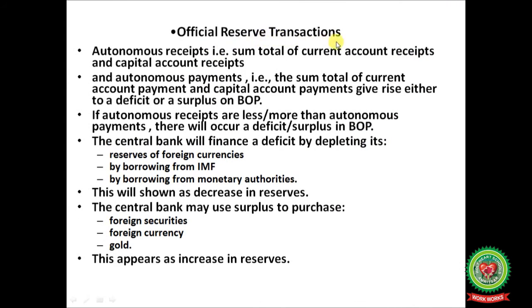Official reserve transactions. Autonomous receipts, that is the sum total of current account receipts and capital account receipts, and autonomous payments, that is the sum total of current account payments and capital account payments. These give rise either to a deficit or surplus in the balance of payment. If autonomous receipts are less or more than autonomous payments, there will occur a deficit or surplus in the balance of payment.